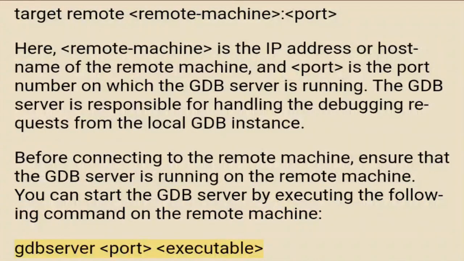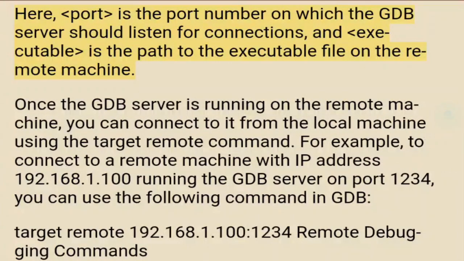gdbserver <port> <executable>. Here, <port> is the port number on which the GDB server should listen for connections, and <executable> is the path to the executable file on the remote machine.